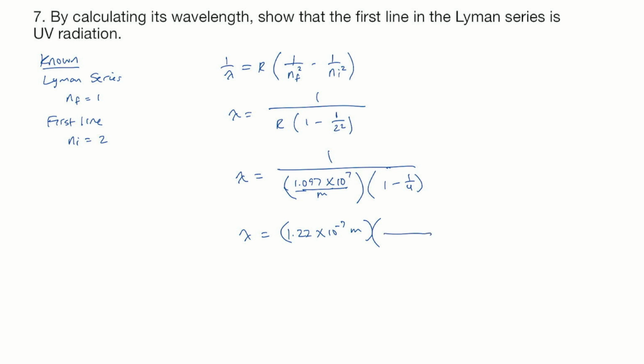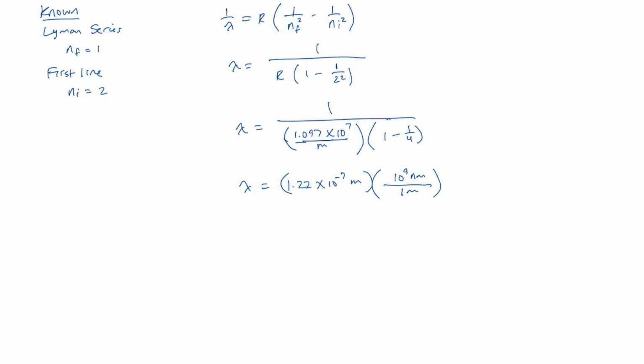Let's convert it to nanometers. There are 10 to the 9 nanometers for every meter. And so the wavelength is 122 nanometers.